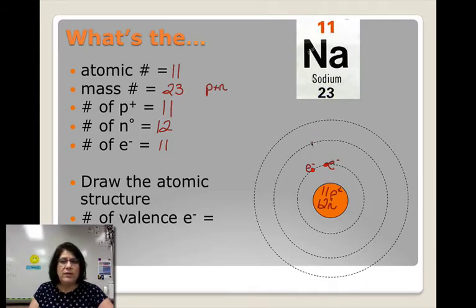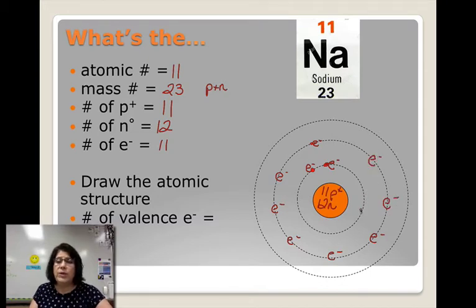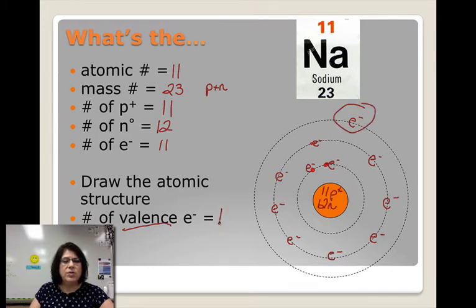We're going for a total of 11. So let's put another one here. So that's 1, 2, 3, 4, 5, 6, 7, 8, 9, 10. Our next level will only hold 8, so now we have a total of 10. We need 1 more, so now we have 11 electrons. The number of valence electrons, valence is a word, hopefully you remember this one. Valence means how many are in the outer shell. So right now our outer shell is this one here, and we just have 1. So the number of valence electrons is 1, and that'll become very important in our next topic.